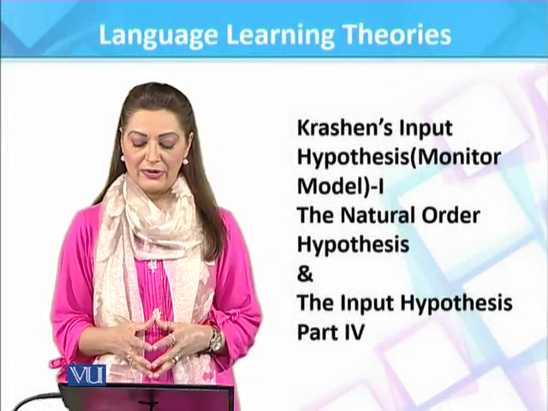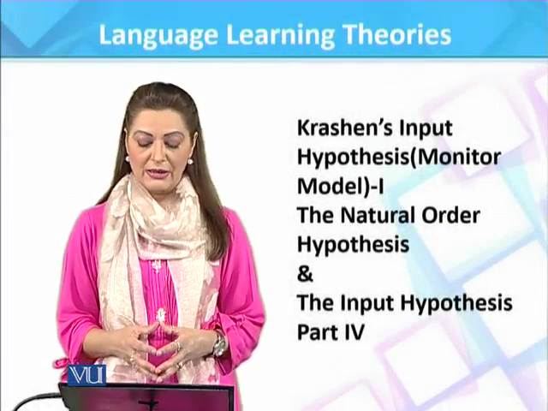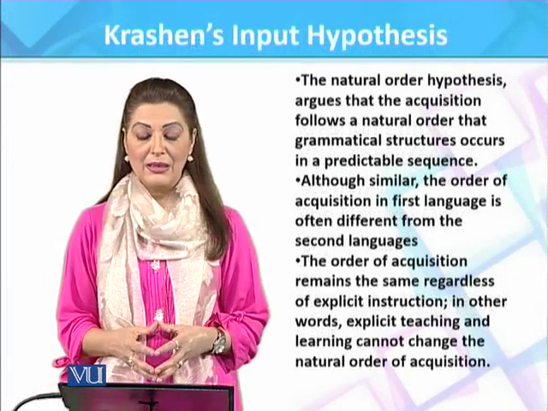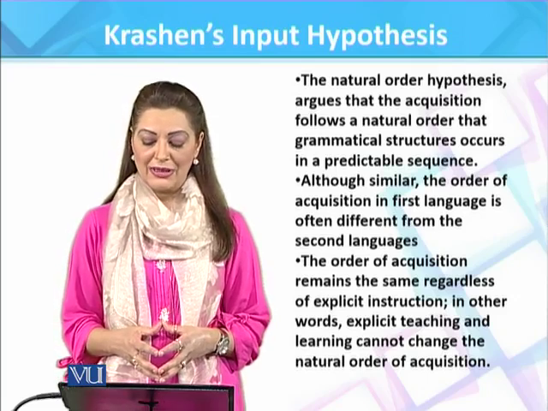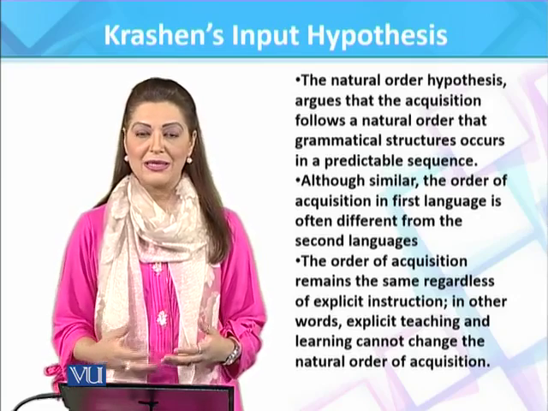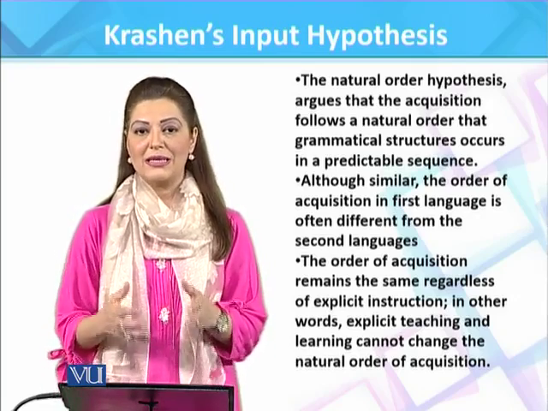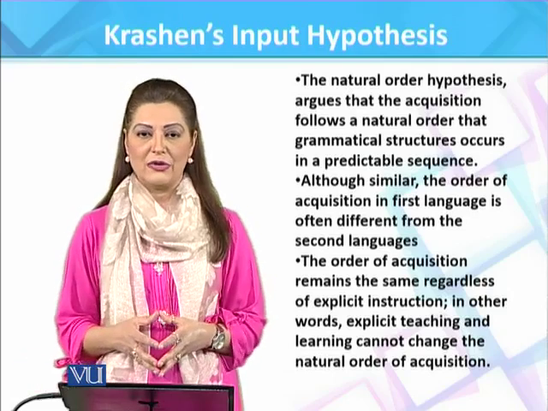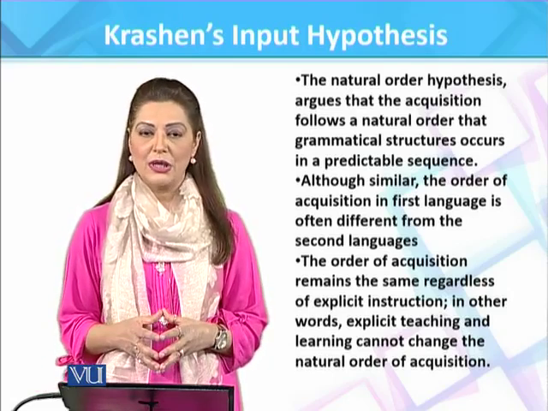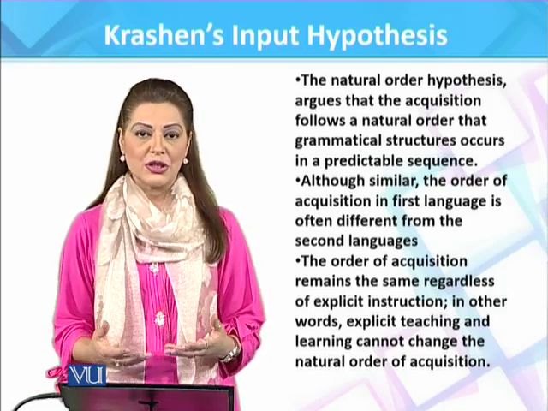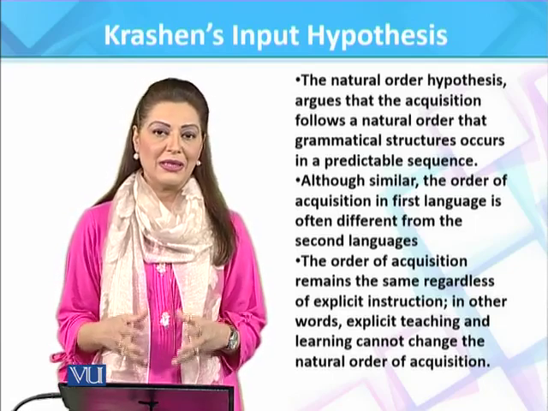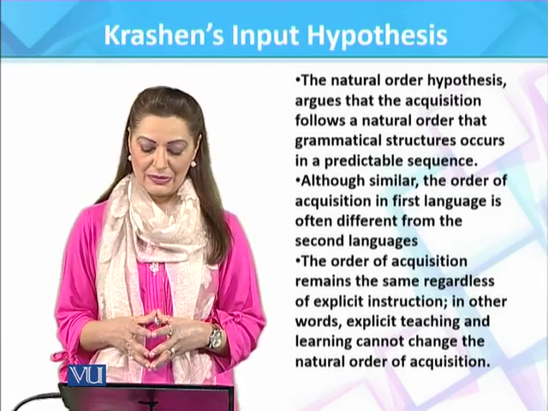Let's now discuss the next two hypotheses, the natural order and the input hypothesis. The natural order hypothesis argues that the acquisition follows a natural order, that grammatical structures occur in a predictable sequence. So there is a natural order that the acquisition process follows. For example, learners of English as a second language acquire the grammatical structure of yes and no questions before they acquire the grammatical structure of WH questions.